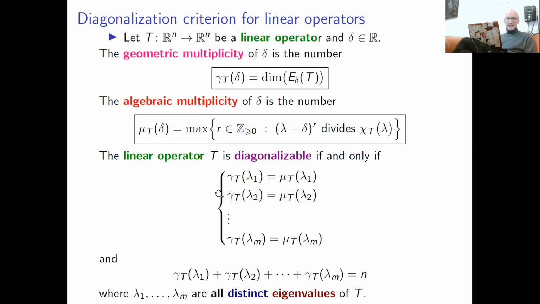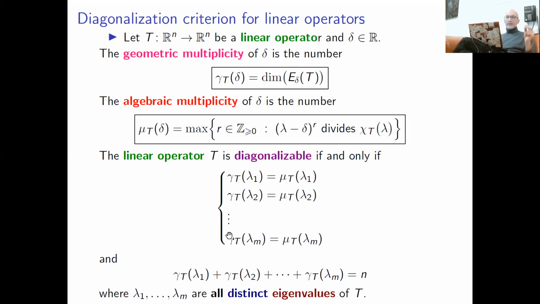This is basically a translation, almost a copy-paste to be precise, of the corresponding criterion for matrices. A linear operator is diagonalizable if and only if the geometric multiplicity of every eigenvalue coincides with the algebraic multiplicity of this eigenvalue, and all these eigenvalues are real. I mean, all eigenvalues are real by definition for a real linear operator. All roots of the characteristic polynomial are real.